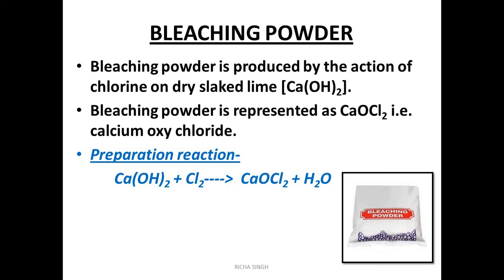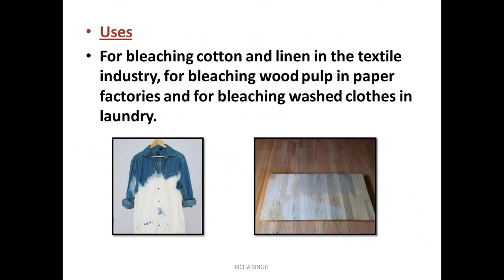It is also known as chloride of lime. The preparation reaction is as follows: calcium hydroxide plus chlorine will give calcium oxychloride plus water. Different uses of bleaching powder are, as the name suggests, bleaching cotton and linen in the textile industry, bleaching of wood pulp in paper factories, and bleaching of washed clothes in laundries.